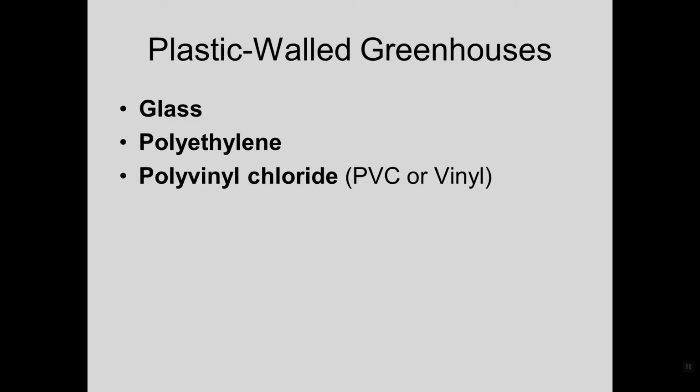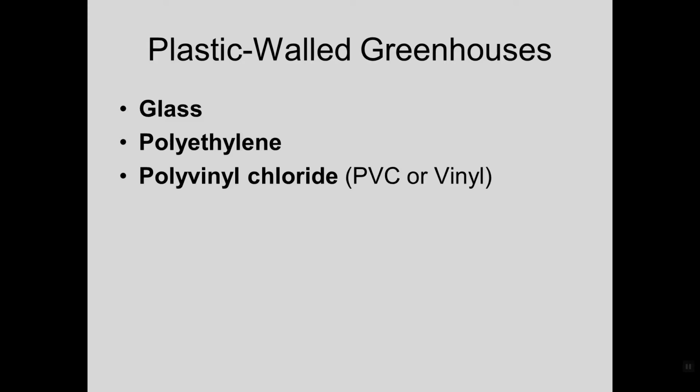So greenhouses can be made of glass, polyethylene, or polyvinyl chloride, which is PVC, like irrigation piping. Glass has its benefits because it is very durable in the sense that it lasts a long time, but it's fragile and expensive, but it looks good too. So those are some pros and cons.